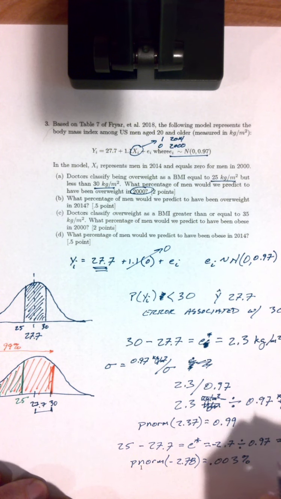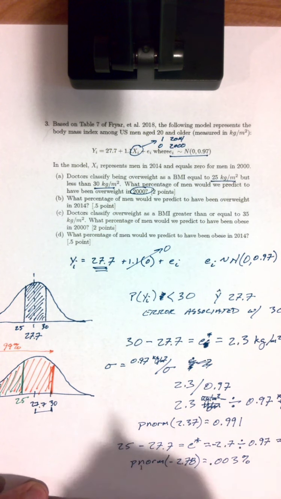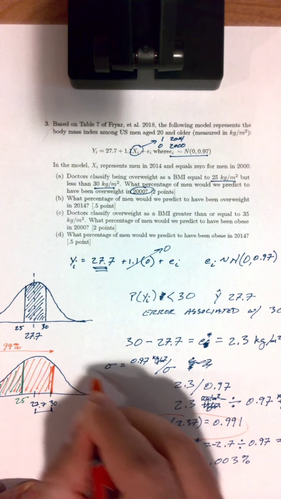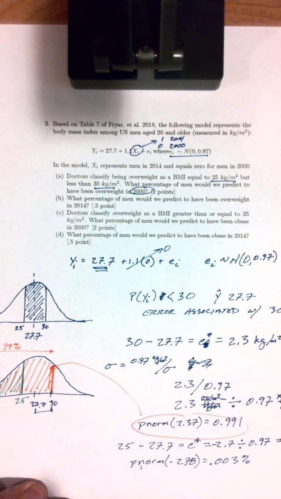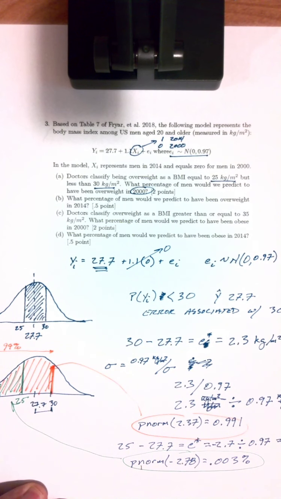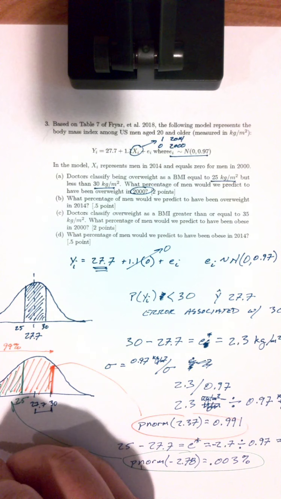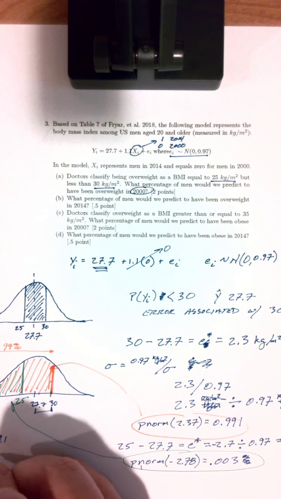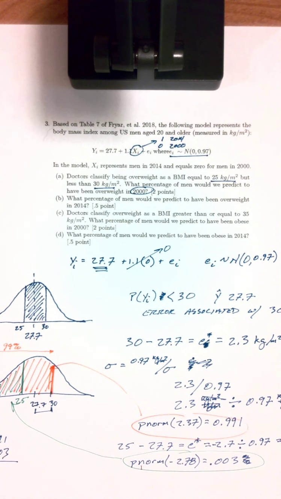So now we need to subtract out this green value. This orange value here is the probability of being in the orange. This value here is the probability of being in the green. We need to subtract the green from the orange, so we take 0.991 minus 0.003, and the value is 98.8%. And that's the answer.